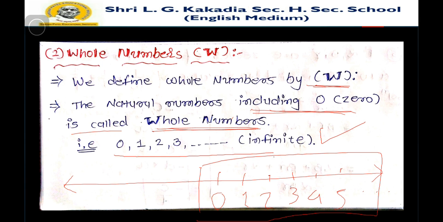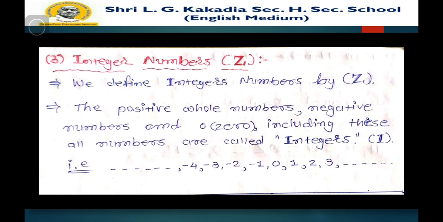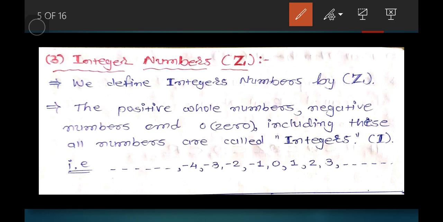Next definition, integer numbers. For integer numbers, we cannot describe any number in fraction form, that is p by q, like 1 by 2. We cannot write a number like 1 by 2 because we are talking about integer numbers, and we cannot put any decimal in integer numbers.